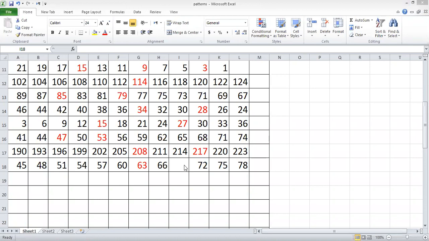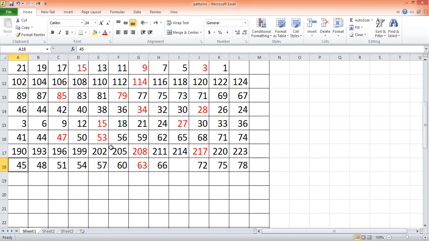Yes, Abdul Rahman, can you tell me what number should be the next after 66? 67. Why 67? Look at this pattern. This is 45, then 48, 51, 54, 57, 60. No, you have to identify by yourself. Is it backward or not?